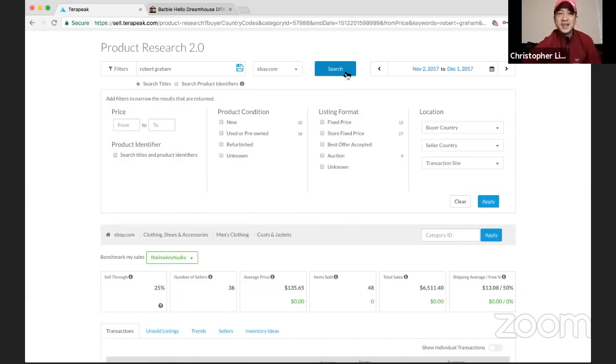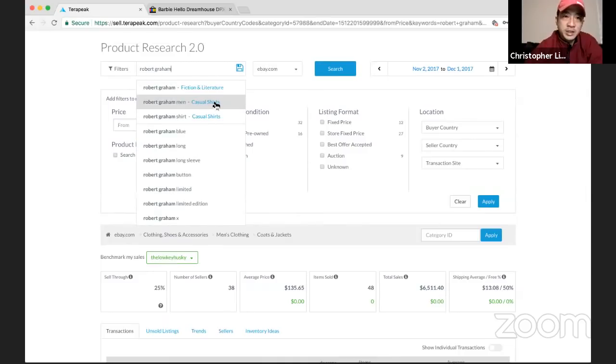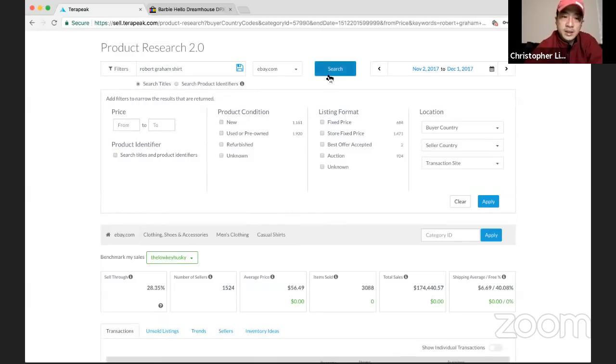That's it? There's only 38 sellers. Oh, no, that was because it's in fiction literature. Oh, okay. Shirts. Let's go to casual shirts. Still, it's a lot better than the other stuff. Still not that great, though. Better than I thought.